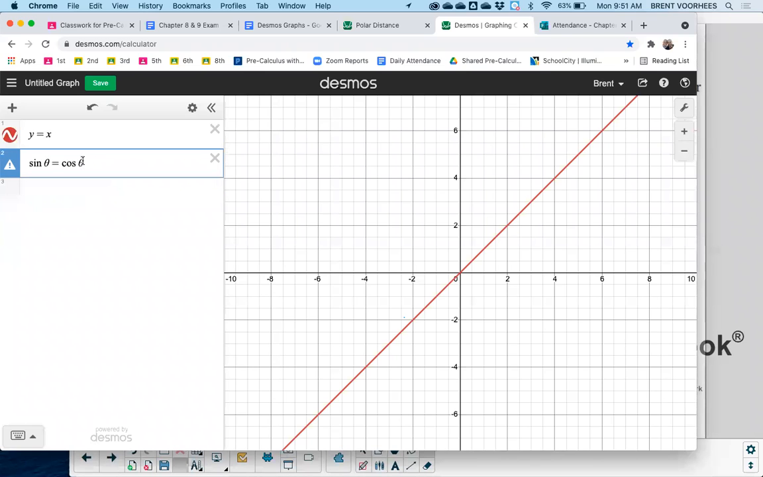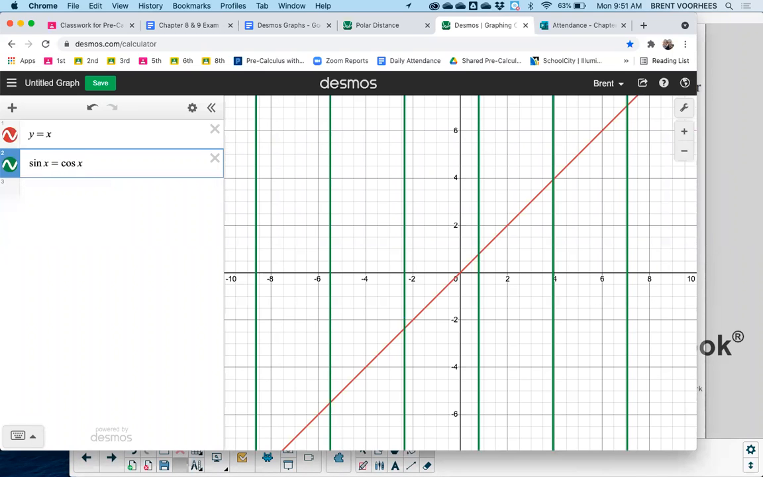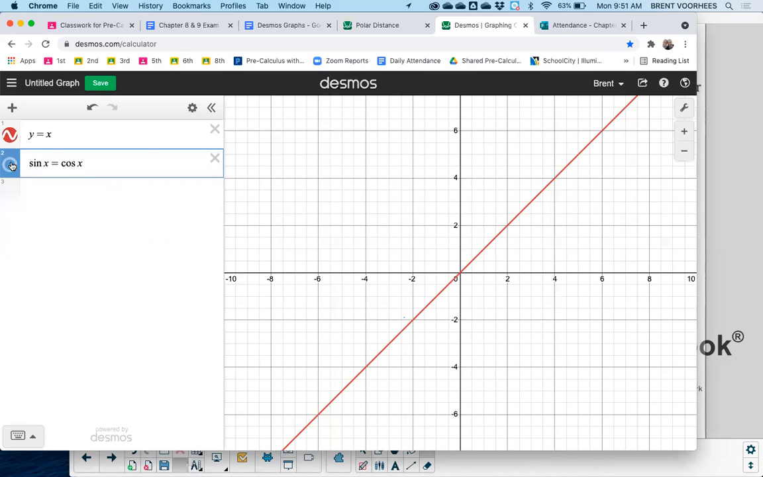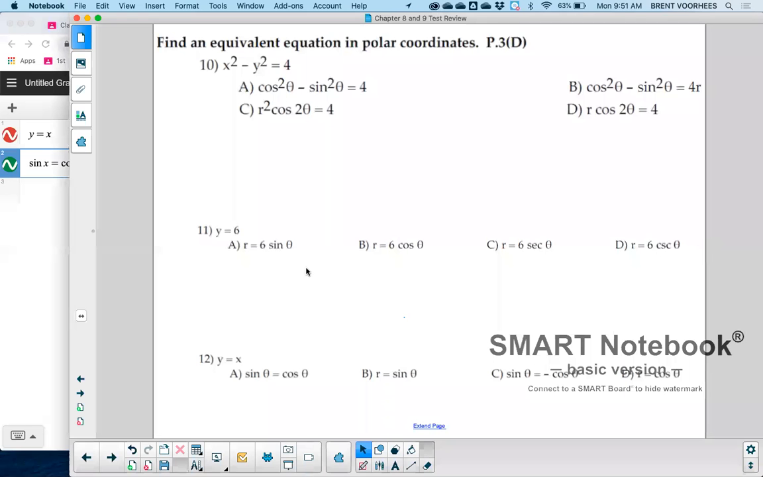Now this won't graph because I don't have an r. And if you don't have an r, you can just put an x and then it should graph. So this is not the correct graph. That's not the answer. So I try the next one.